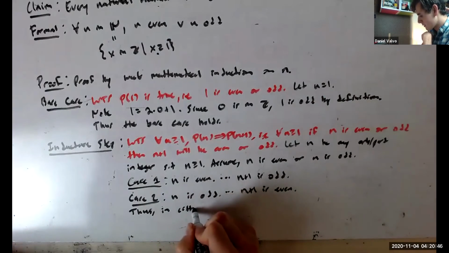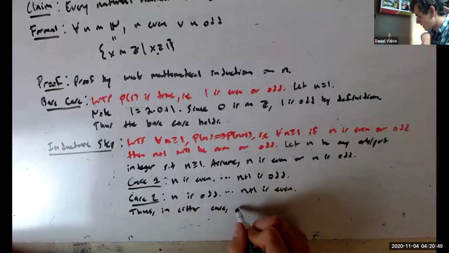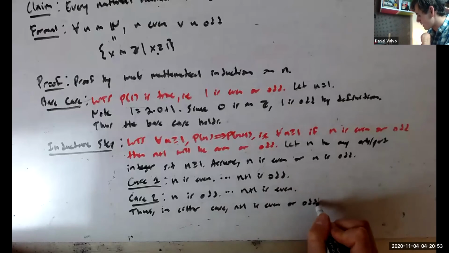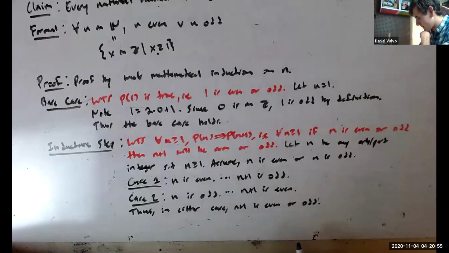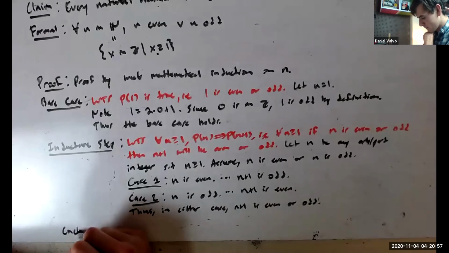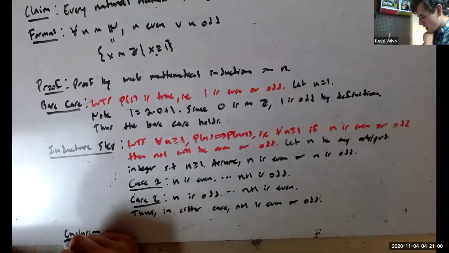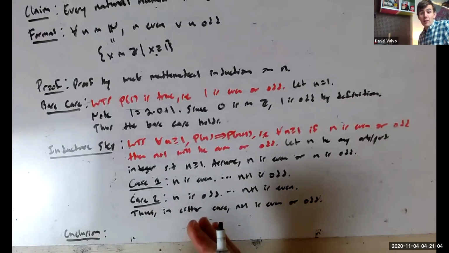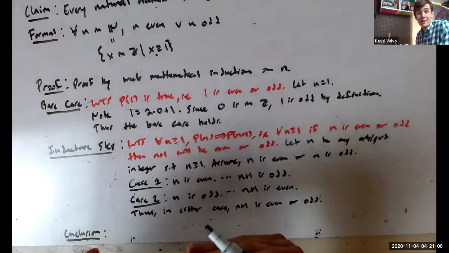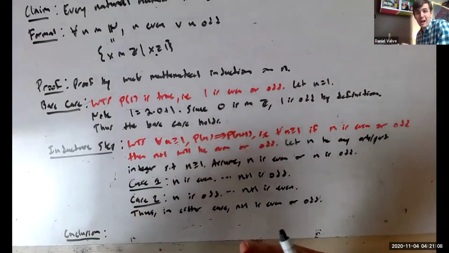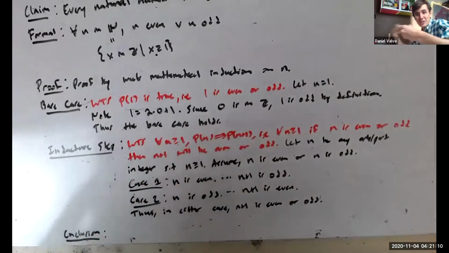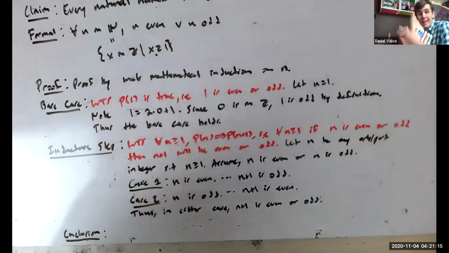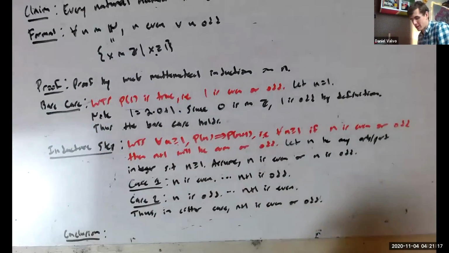Thus, in either case, n plus 1 is even or odd. So you start with n even or odd, right? If you ever get to a point where n's even or odd, then the next number after that will also be even or odd. Therefore, the next number after that will also be even or odd. That starts your chain reaction where everything after that's even or odd. And luckily, we have a base case of n equals 1, and that's odd, so it works out.